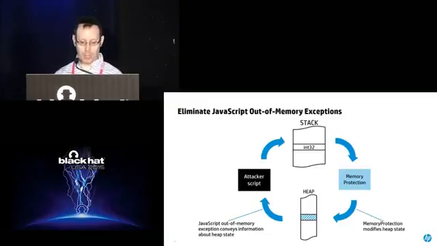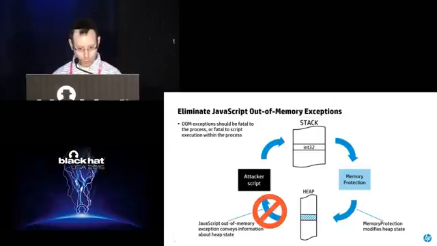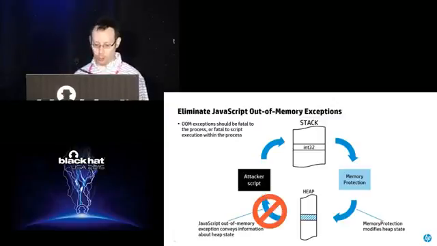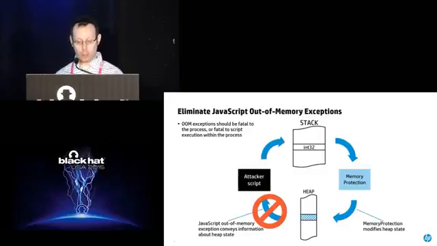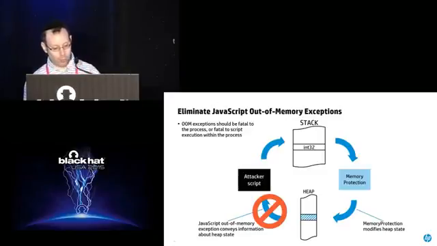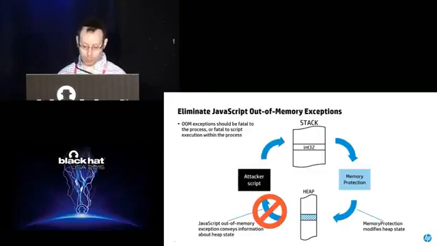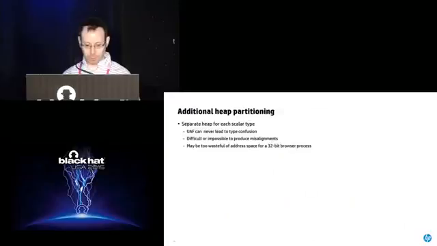We therefore recommend considering eliminating out-of-memory exceptions in script. When an allocation fails due to memory or address space exhaustion, instead of passing an exception up to script code where it can be handled, the condition should be considered as fatal to the process, or at least fatal to script execution within the process. This seems unlikely to have a significant negative impact upon legitimate web pages.